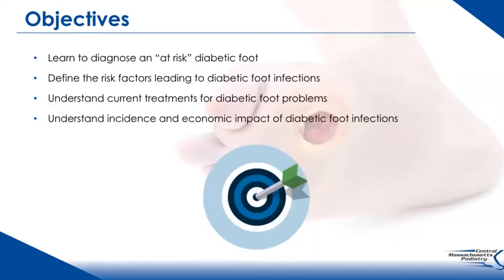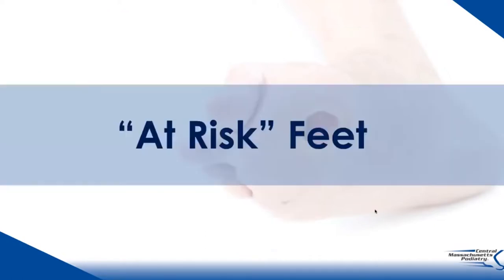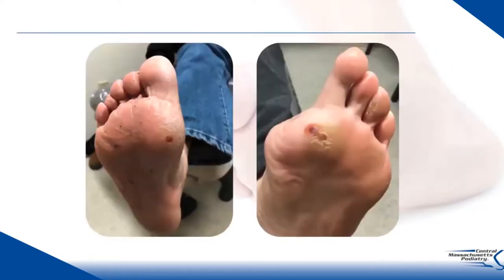The objectives tonight are to learn to diagnose an at-risk diabetic foot, to define the risk factors leading to diabetic foot infections, because we want to avoid foot infections or amputation, to understand the current treatments for diabetic foot problems, and to understand the incidence and economic impact of diabetic foot infections. There are some vivid pictures here, and I want to apologize for that, but that's what we want to avoid, and what we see all the time. We're going to share some stories of at-risk feet. I'd like you to see what can happen, and if you have any questions, you can open up your microphone and ask me, okay?